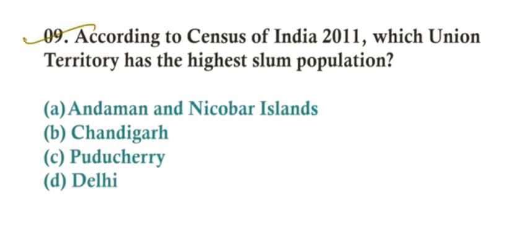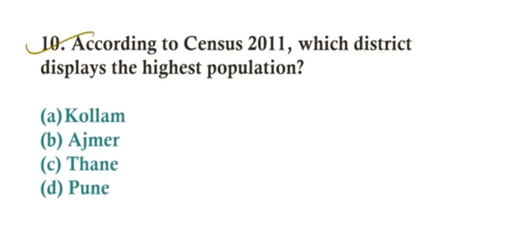Question number 9. According to Census of India 2011, which union territory has the highest slum population? Option number D, Delhi is the correct answer. Question number 10. According to Census 2011, which district displays the highest population? Option number C, Thane is the correct answer. Question number 11. Who published the logistic equation model of population growth in 1838? Option number C, Pierre Francois Verhulst is the correct answer.